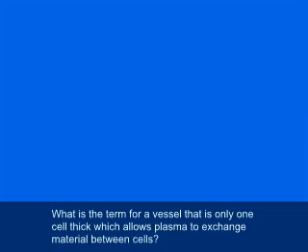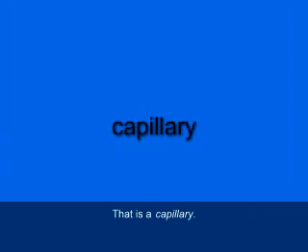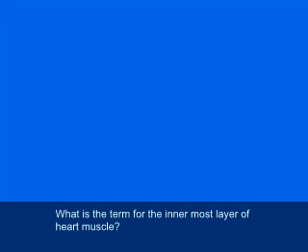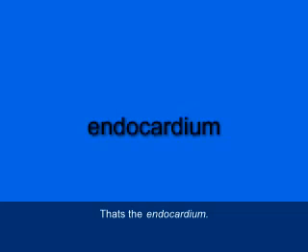What is the term for a vessel that is only one cell thick, which allows plasma to exchange materials between cells? That's a capillary. C-A-P-I-L-L-A-R-Y. And what is the term for the innermost layer of heart muscle? That's the endocardium.